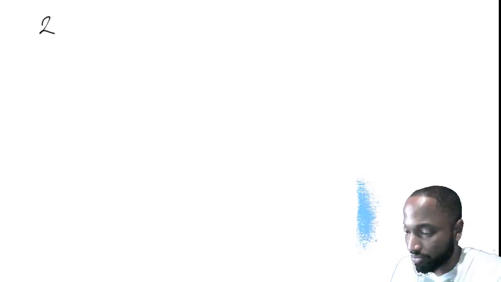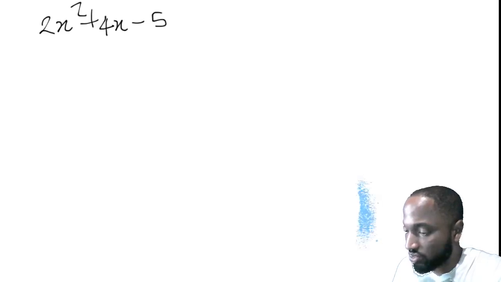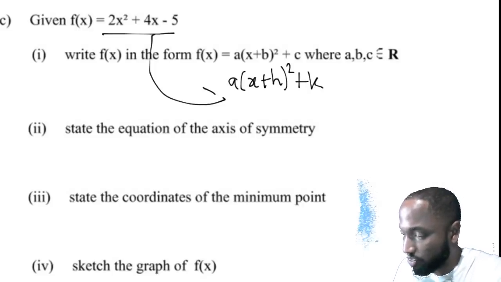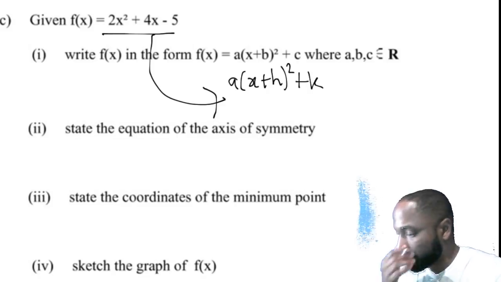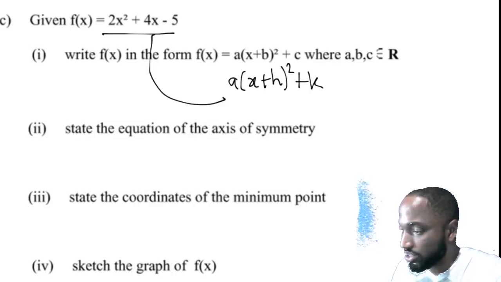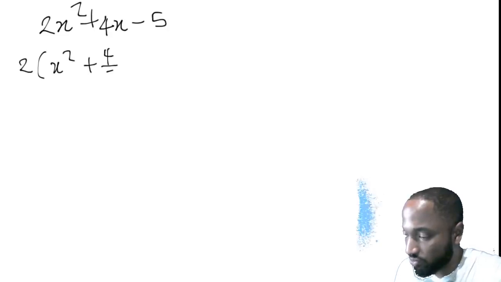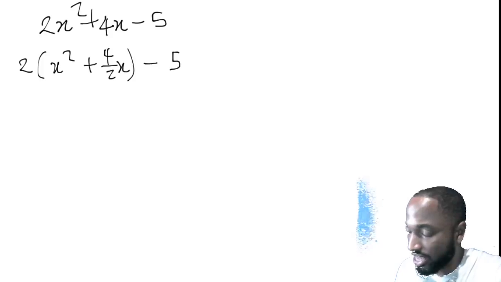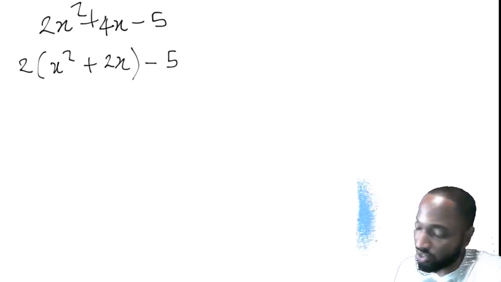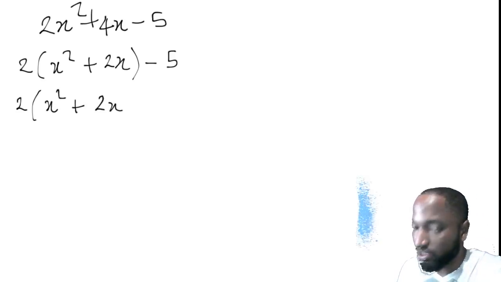So we have 2x squared plus 4x minus 5. So we're changing this into this form, right? a(x plus h) squared plus k, where the a, the h, and the k are, this just means real numbers. So I'm going to use the natural method. First thing, I'll pull out the 2. So I have x squared plus 4 over 2 x, take away 5. I could break down that 4 over 2, so 4 over 2 is actually 2x minus 5. So now I'm going to insert half of that squared. Half of 2 is 1, squared is 1.